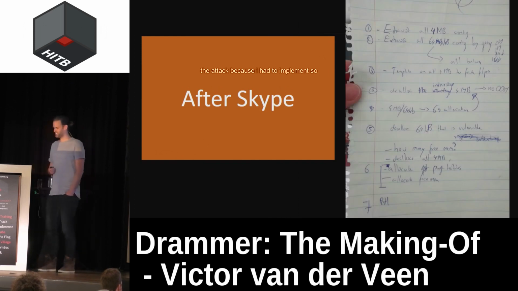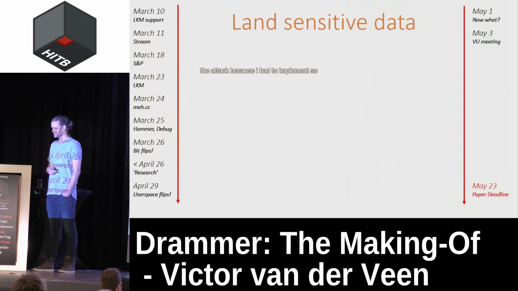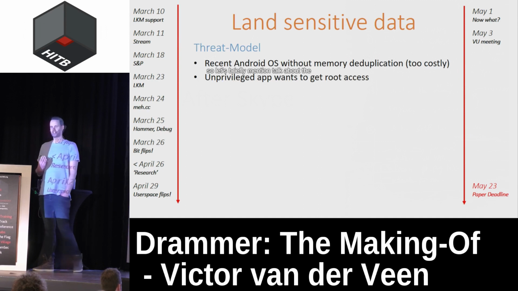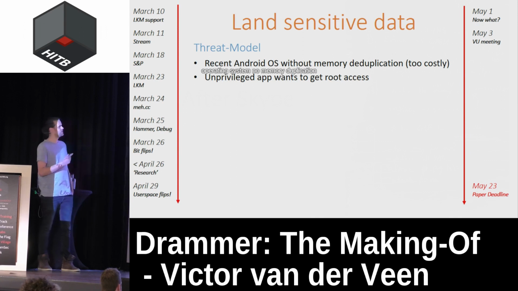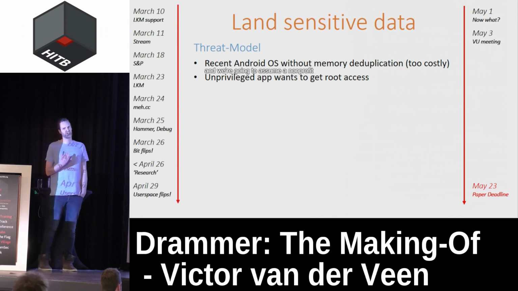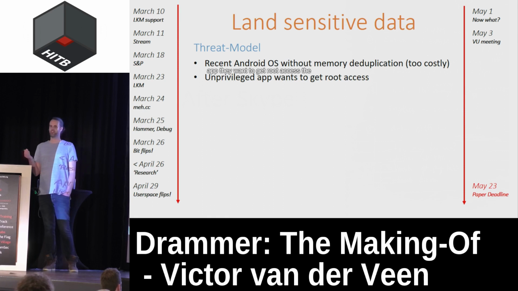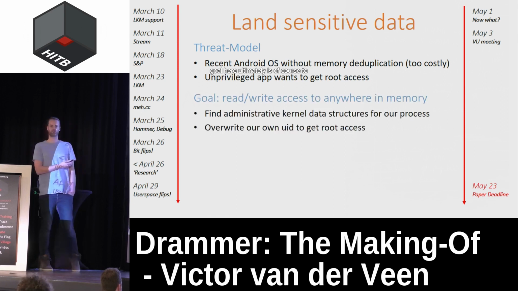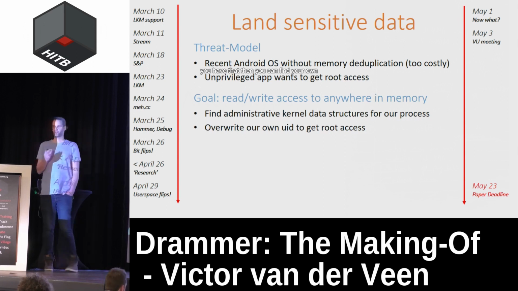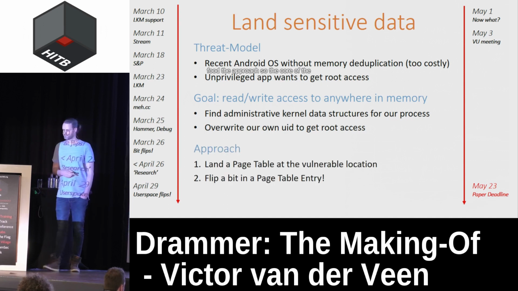Anyway, this was the attack that I had to implement. So what we have to do is land sensitive data. So let's briefly talk about the threat model. We have a recent Android operating system, no memory deduplication, and we're going to assume an unprivileged app that wants to get root access. The goal here ultimately is, of course, to read-write to anywhere in memory, because if you have that, then you can find your own administrative kernel data structure and then override your user ID to get root.